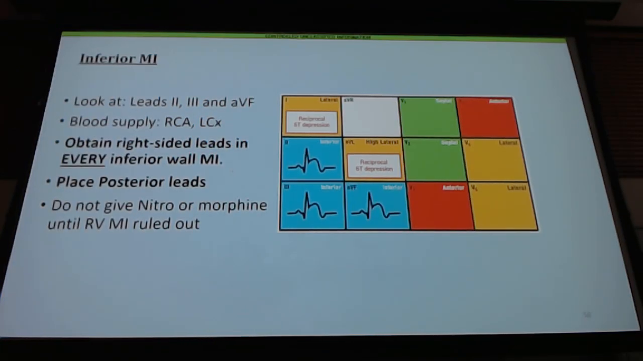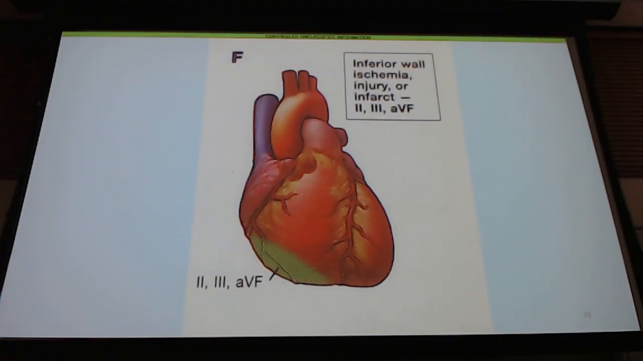Now, inferior wall MI. So 2, 3, aVF is your inferior leads, right? Well, what provides perfusion to the inferior wall? It's the right coronary artery. But what else does the right coronary artery provide perfusion to? Well, here's your right ventricle, so it's going to provide perfusion to that. But it also provides perfusion to the posterior wall as well. In a lot of patients, the primary artery to perfuse the posterior wall is in fact the right coronary.